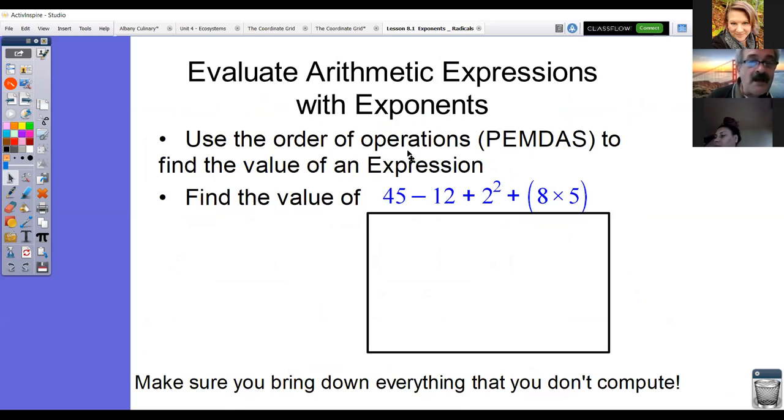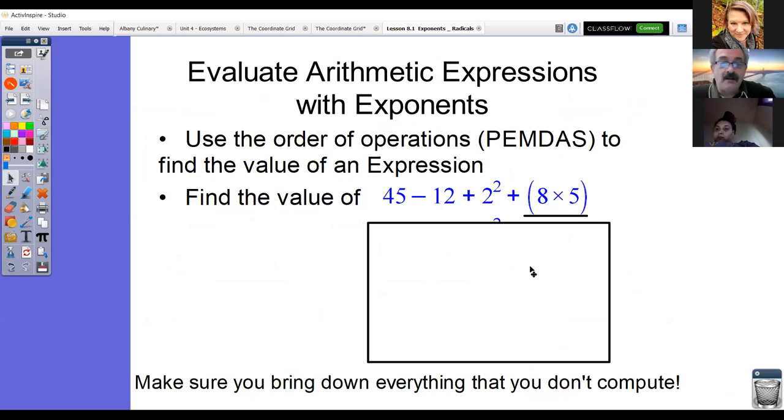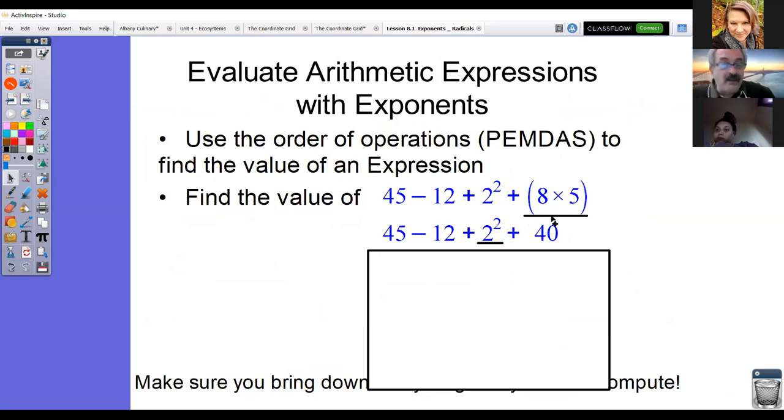All right. So now you remember PEMDAS. PEMDAS is our friend sometimes. When you have an equation like this, remember, we're going to do parentheses, exponents, multiplication, division, addition, and subtraction. So here we've got parentheses. Our only parentheses is right here. I like to underline what I'm applying. So 8 times 5 is the first thing. I'm going to bring that down. Then I'm going to bring everything else straight down. Don't forget that you have more stuff.